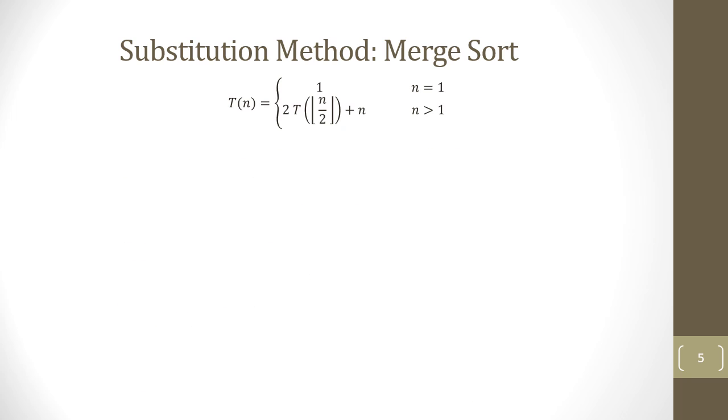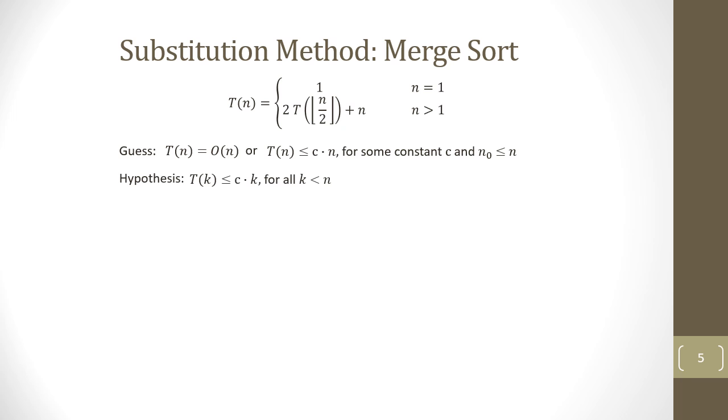So let's see what happens if we choose the wrong guess solution for our recurrence equation. Let's choose n as our guess solution, and so our hypothesis will be T(k) less than c k for all values of k less than n. We will use k equal to n by 2.